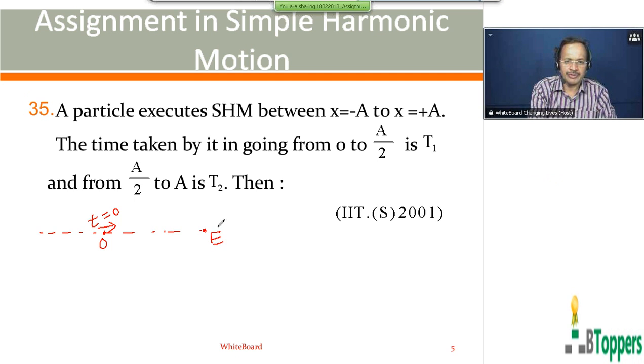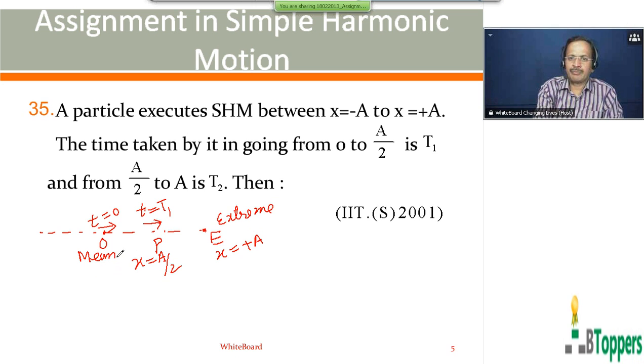Let E be one of the extreme positions, the positive extreme position at which x equal to plus a. Let P be the position of the particle at the instant when it is a distance a by 2 from the mean position. O is the mean position.